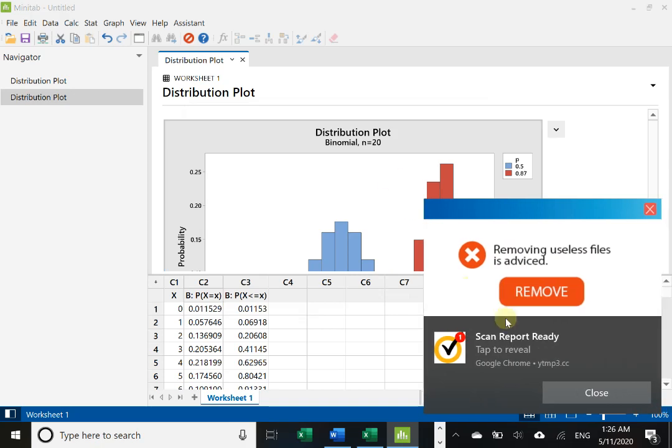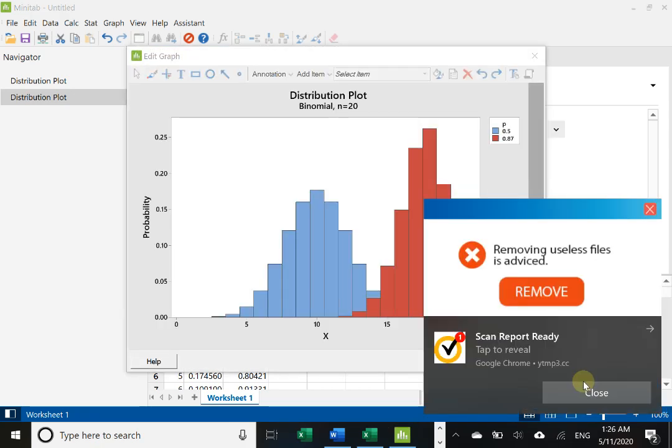And there you go. Sorry about that. I don't know what this Norton antivirus is.